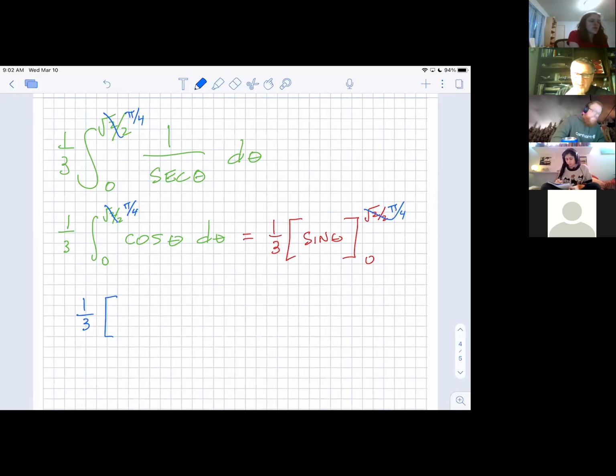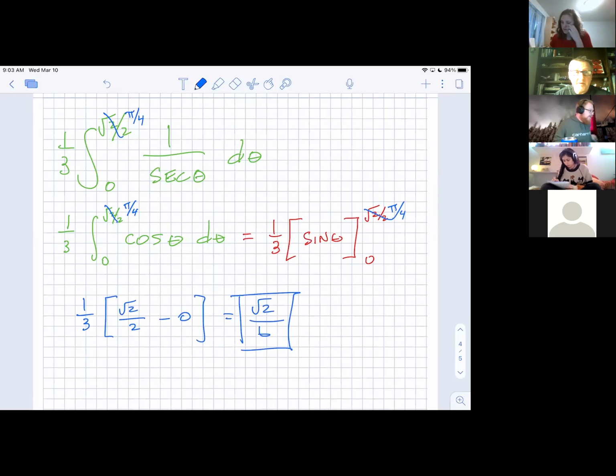So if I take the sine of pi over 4, you look on your unit circle, that's the square root of 2 over 2. If you take the sine of 0, you get 0. The sine of 0 degrees is the y coordinate of the angle of 0 degrees. And so the answer is exactly, apparently, the square root of 2 over 6. Again, I say apparently because what's the chances I just did all that right? I caught one of my mistakes.